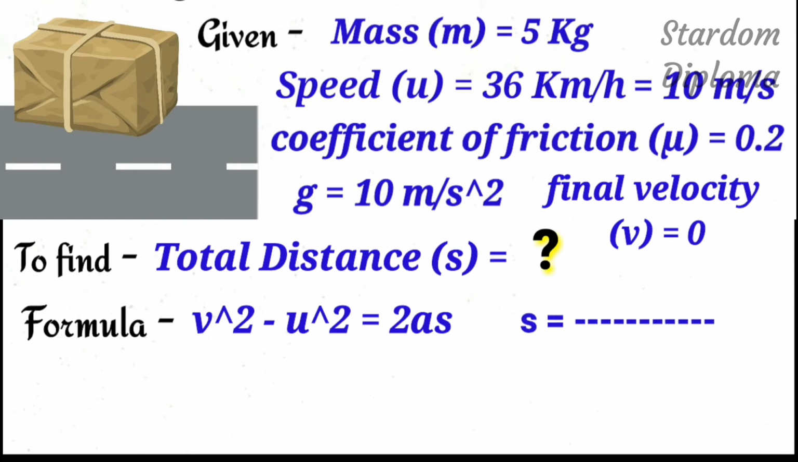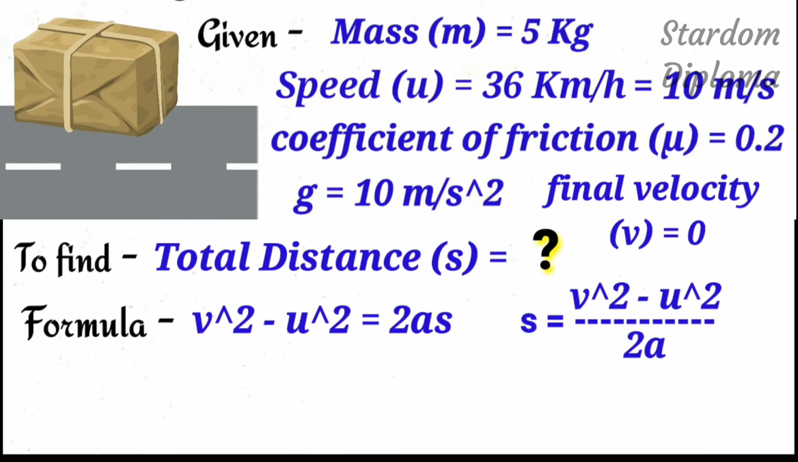So S will be equal to V square minus U square by 2a. In this formula, all are known values, but a, that is our acceleration, is the unknown value. So to find the displacement S, we need to first find the value of acceleration, and then if we substitute the values, we are going to get the distance travelled by the body.